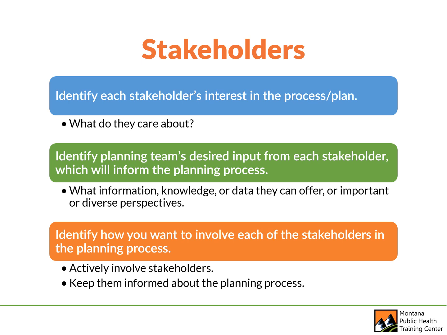And once you have a list of stakeholders that you think should be included, the next step is to really identify what those stakeholders' interests are in the process and the plan. Like, what do they care about? Identify planning teams' desired input from each of these stakeholders, which will help inform that planning process. So what information, knowledge, or data can they offer, or what important or diverse perspectives are they going to bring to the table? Then we need to identify how we're going to involve each of these stakeholders in the planning process. Some need to be actively involved in the planning process, and others, maybe they just need to be more informed and be able to provide input at certain time points.